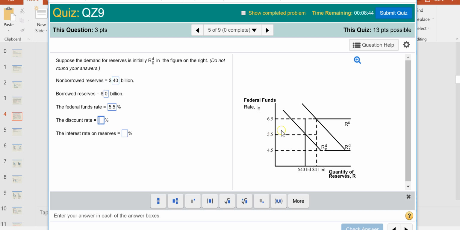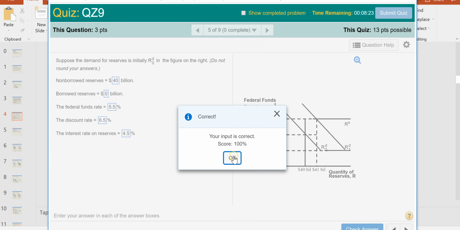And the discount rate, as we said, is the horizontal portion of the supply curve, 6.5. And the interest rate on reserves is the lower, horizontal portion of the demand curve, that's 4.5. So check my answer, and your input is correct.